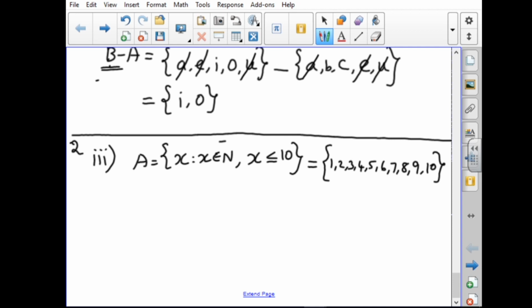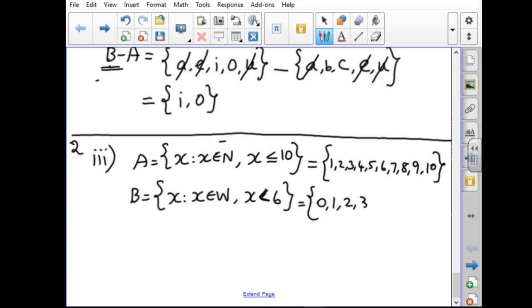Then the second one, B is equal to {x such that x belongs to W}. W means whole numbers, it started from 0. Then x less than 6, so 6 is not included here. So what are the elements? From 0 you have to start: 0, 1, 2, 3, 4, 5.